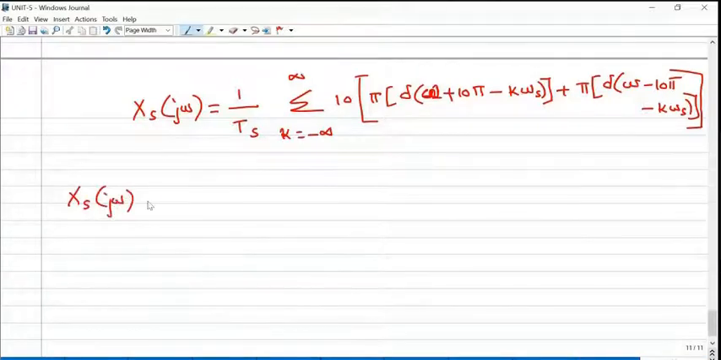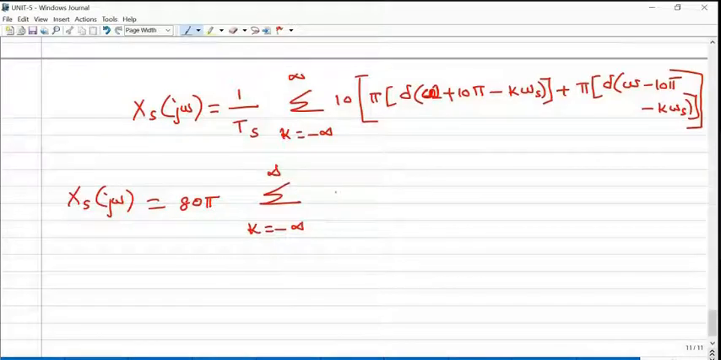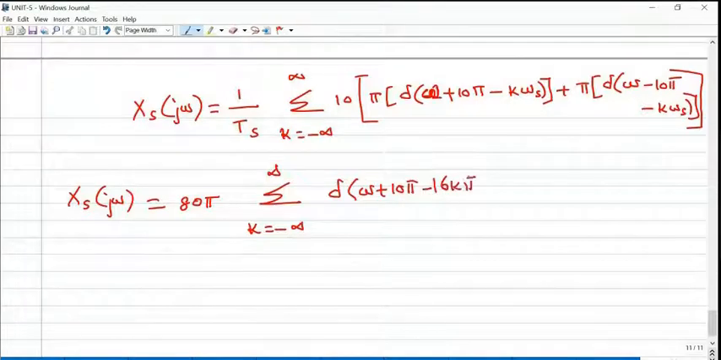Xs(jω) equals 1 by Ts, and Ts equal to 1 by 8, so 1 by Ts is 8. 8 into 10, 80, so 80π. Take this π outside, k equal to minus infinity to infinity, δ(ω + 10π − 16kπ).